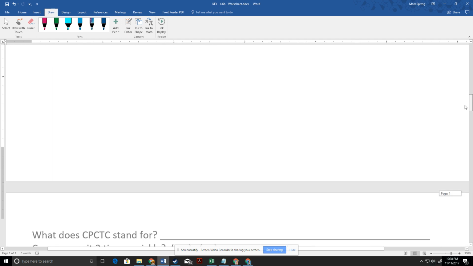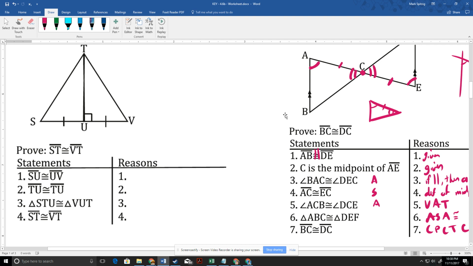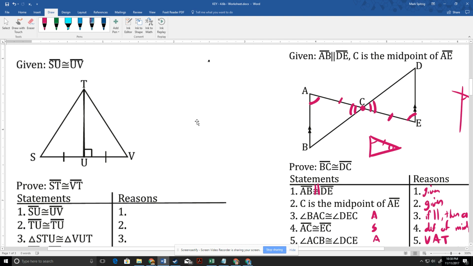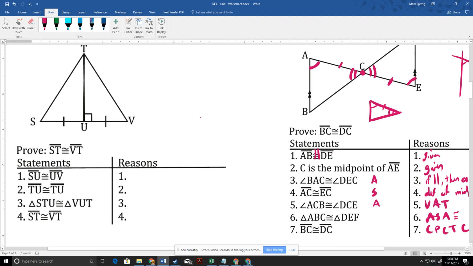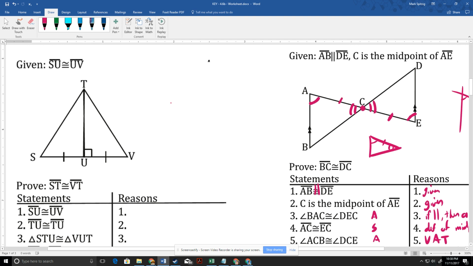Cool. We're going to go, oh no, missed this one over here. Okay. So here we go. Go through these a little quicker here. I think I've explained as we go, but if there's anything else, I'll be more than happy to do that. So SU is congruent. That is given. TU is congruent to TU. That is the reflexive property of congruence. So the triangles are congruent.